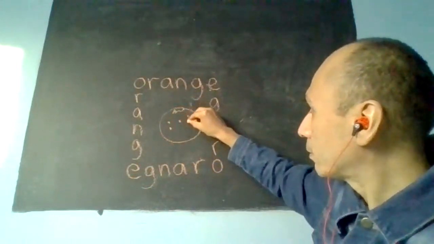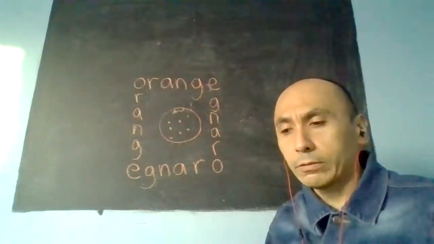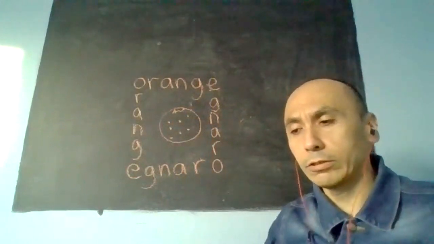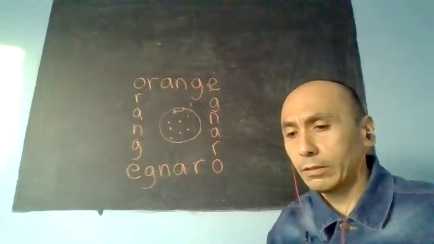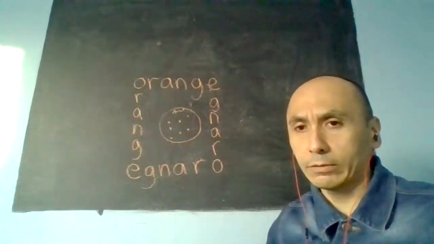So in this case, this is an orange. I'm going to draw an orange. Otherwise, you can also make an illustration by cut. You can illustrate that way by making a drawing or with a cut.